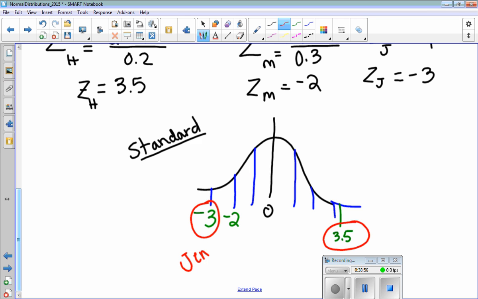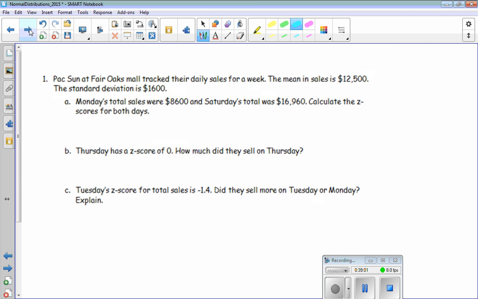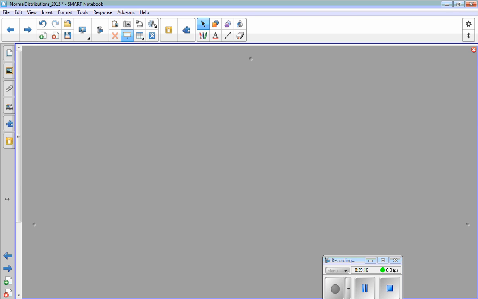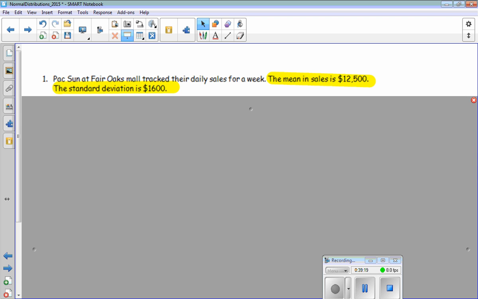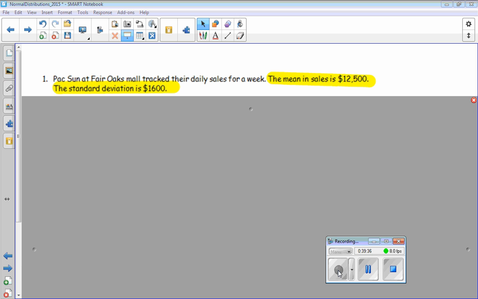We okay with why a z-score is important and what we would do to compare? All right. So what I'd like us to look at is this next first problem, okay? We're looking at a store in Fair Oaks Mall, PacSun, and we're given a mean and a standard deviation. Before we answer any of these questions, I want you to draw the normal curve where the mean is in the middle and you go 1, 2, and 3 standard deviations above and below. So put that 12,500 in the middle, and then go out 3 in either direction. So I'll pause the recording while we do that.